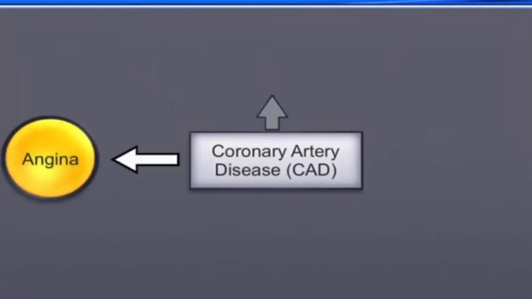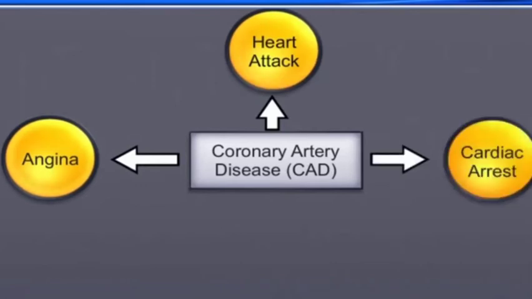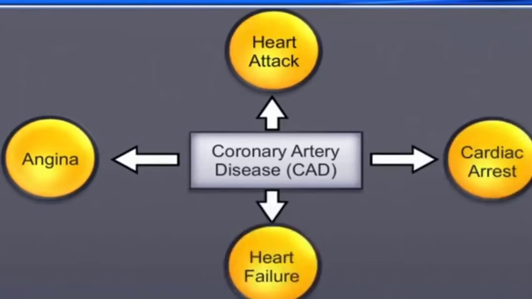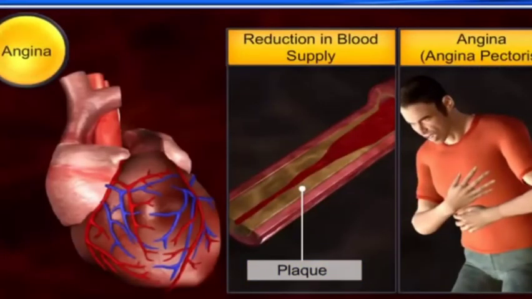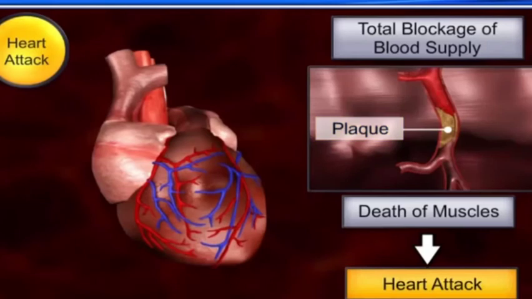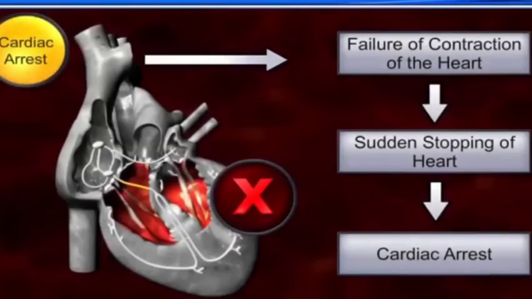Symptoms of CAD include angina, heart attack, cardiac arrest, and heart failure. Angina is severe chest pain due to reduction of supply of blood to an area of heart muscles. Whereas heart attack results when there is a blockage of the blood supply to the heart muscle causing the patient's death. Cardiac arrest is a sudden stopping of pumping of the heart due to the failure of contraction of heart.